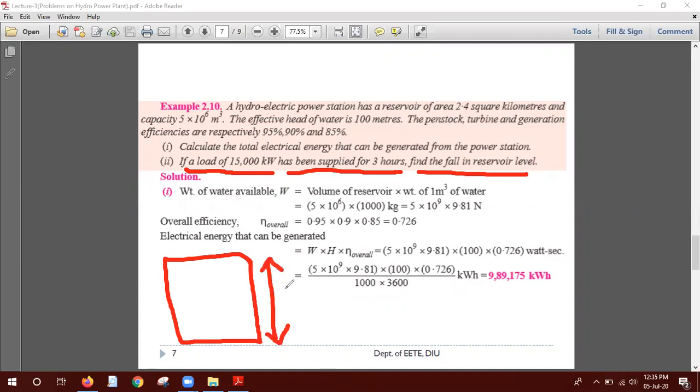This is the height of 100 meter, suppose. And here the water is available. We all know that from this reservoir, the water is supplied using penstock to the turbine. So definitely when that hydroelectric power plant is in operation and supplying the load, this water level will decrease. Basically, we need to find out how much decrease there is in this water level. That is what we need to find out in this example.